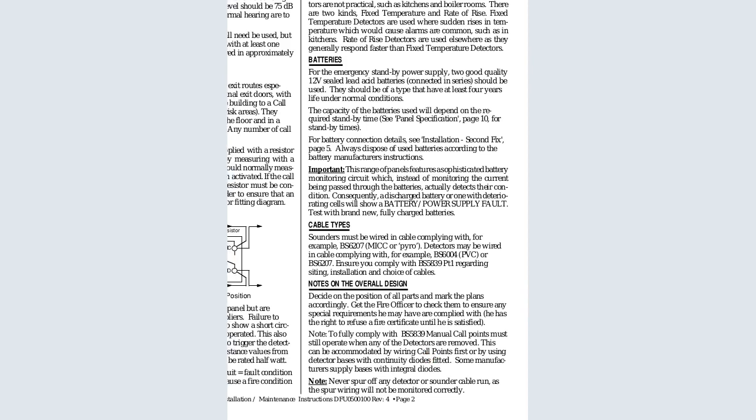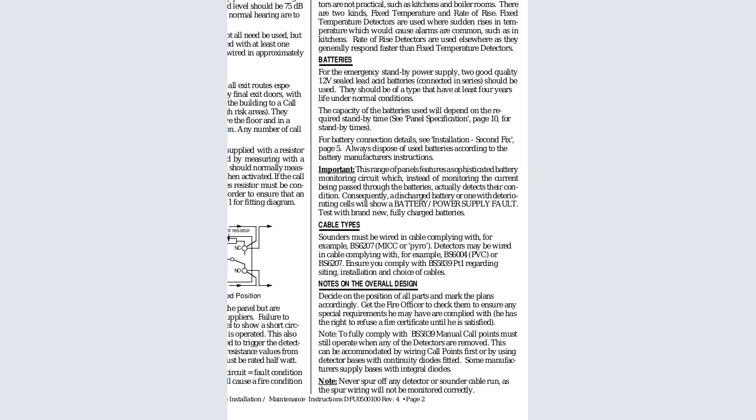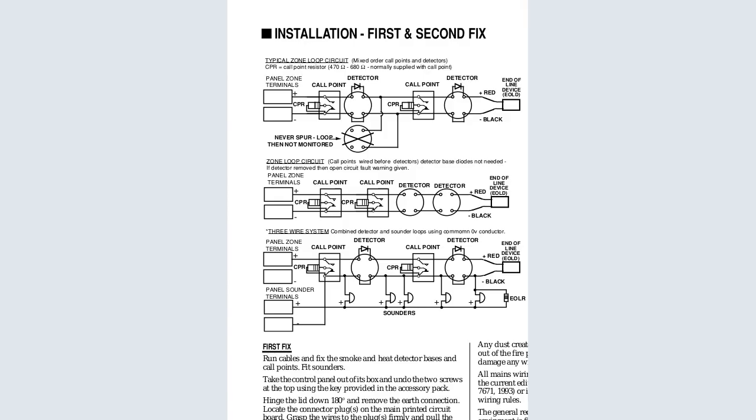Note that to fully comply with this standard, manual call points must still operate when any detectors are removed. This can be accommodated by wiring call points first or by using detector bases with continuity diodes. Note that you should never spur off any detector or sounder cable run, as the spur wiring will not be monitored correctly. So we don't need spur wiring.